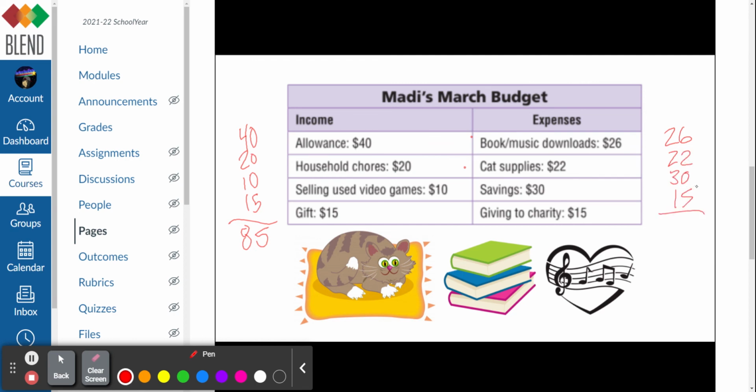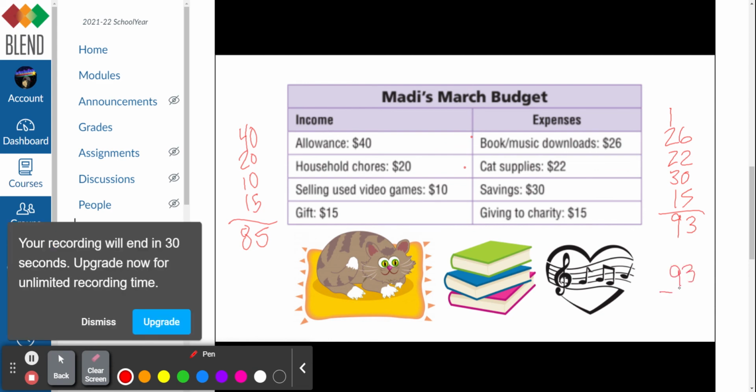So 6, 7, 8, 9, 10, 11, 12, 13. And then we have 3, 4, 5, 6, 7, 8, 9. Okay, so currently Maddie is over budget. We can find out how much Maddie is over budget by subtracting our income from our expenses. So Maddie is $8 over budget.